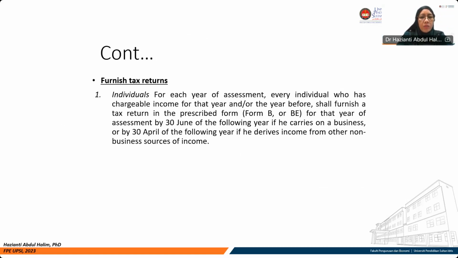All right, so for each year of assessment, which means every year, every individual who has chargeable income for that year shall furnish a tax return in the prescribed form. So remember Form B or Form BE for business or business employment income only, by 30th June of the following year if he carries on business. If there is no business income or he derives income from non-business sources, the due date would be 30th April of each year.